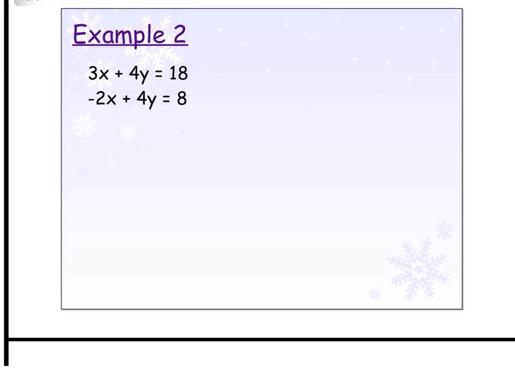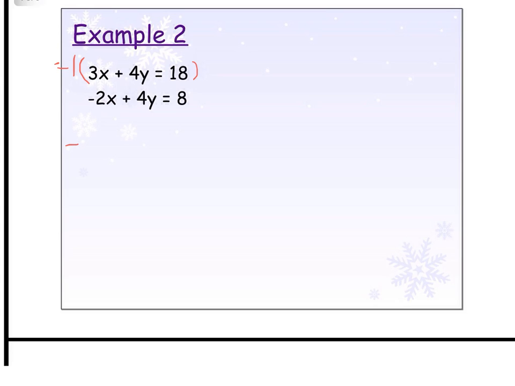Alright, so on this one I have 3x plus 4y is equal to 18 and negative 2x plus 4y is equal to 8. So I can see my y's do match up. I have a 4y and a 4y. To make things a little bit easier, I like to have one of the terms be negative. That way when you add them together, they cancel out. So what I'm going to do is I'm going to multiply this top one by negative 1. I have to multiply everything by negative 1 to keep it balanced.